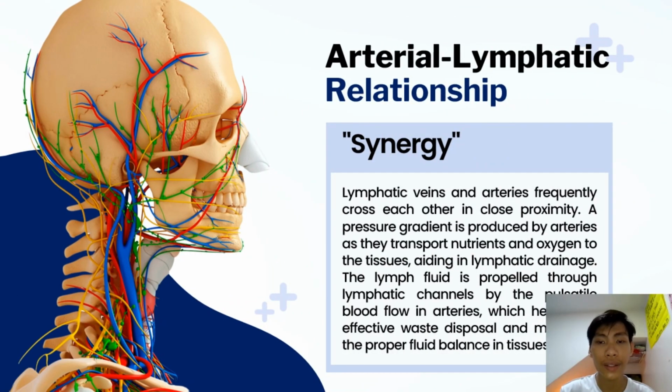So the final point of this relationship is the arterial-lymphatic relationship. We can term it as the synergy of the two systems. Lymphatic vessels and arteries frequently cross each other in close proximity. A pressure gradient is produced by the arteries as they transport nutrients and oxygen to the tissue, aiding in lymphatic drainage. The lymph fluid is propelled through the lymphatic channels by the positive blood flow in the arteries, which helps with effective waste disposal and maintains the proper fluid balance in tissues.